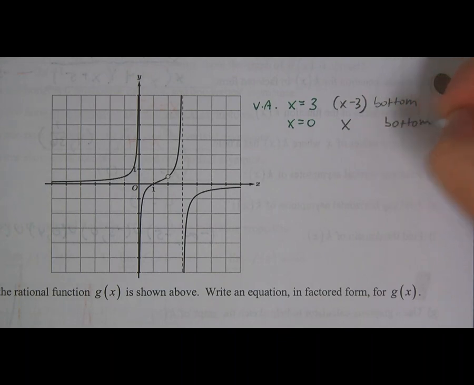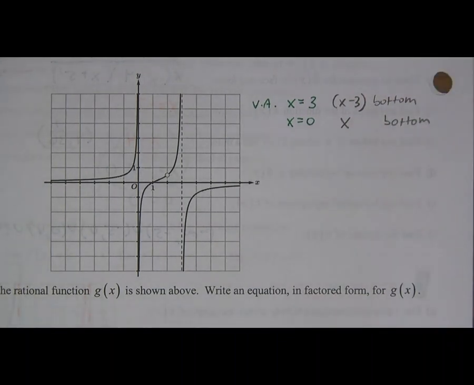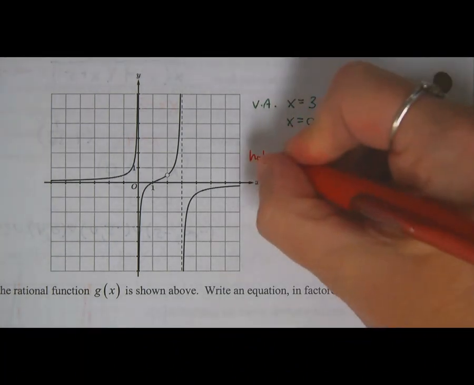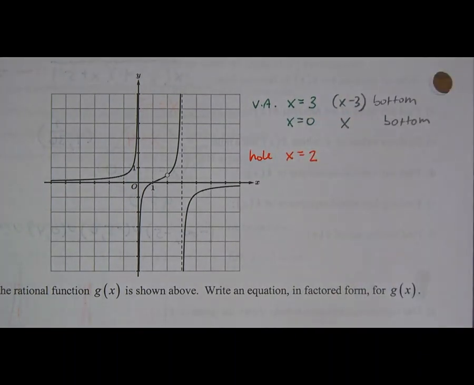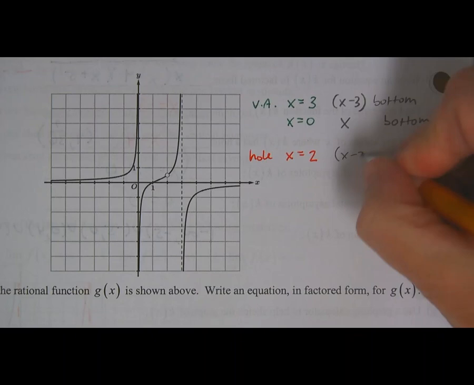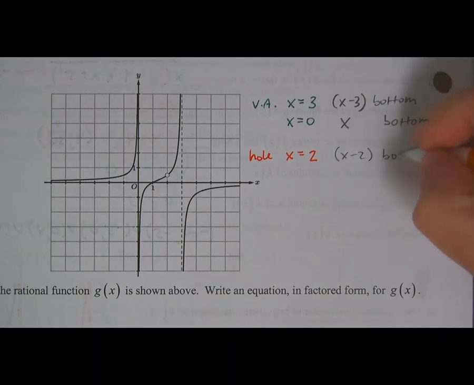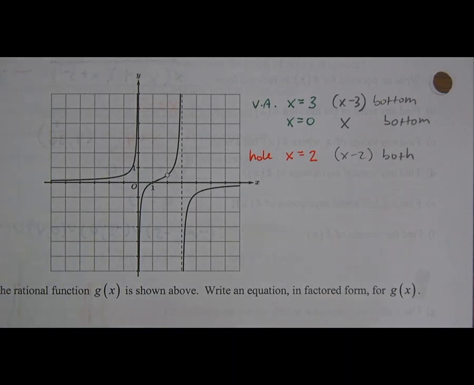You've done all of this forwards. Now we're just going backwards. Kind of makes your brain hurt a little bit. There's a hole at 2. X equals 2. So I need to make sure that's a factor that shows up in both the numerator and the denominator.